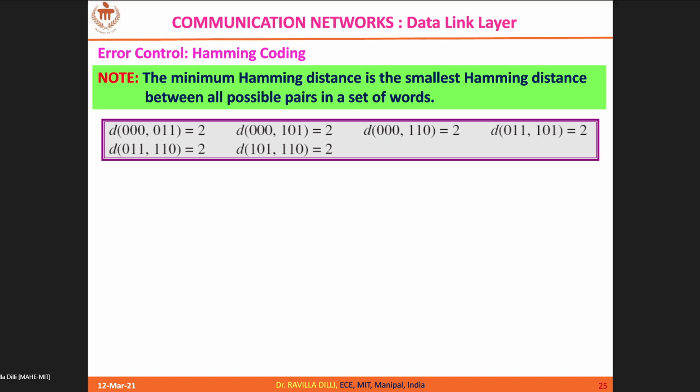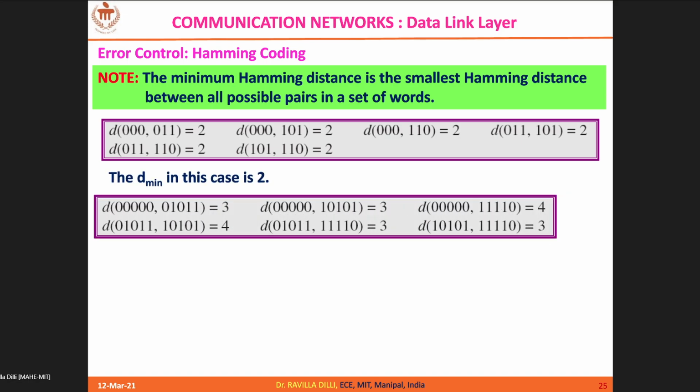Now if I take 3-bit words, there are 8 combinations, right? Different combinations you will get, out of which the Hamming distance, whichever is the minimum, that is the actual Hamming distance that we need to consider. You have to look at all possible pairs of words. So take this second example where I'm taking 5-bit combinations of the code words.